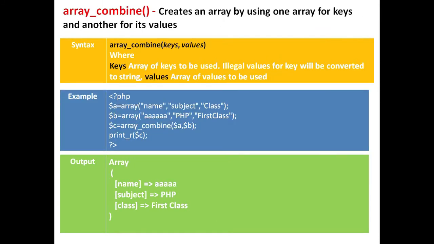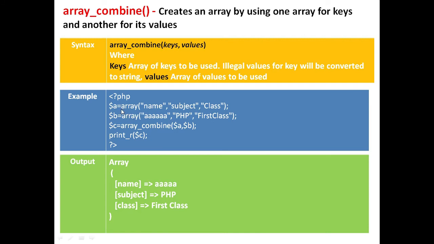Next is array_combine, which creates an array by using one array for keys and another for its values. General syntax is array_combine with keys and values, where keys is the array of keys to use and values is the array of values to be used.